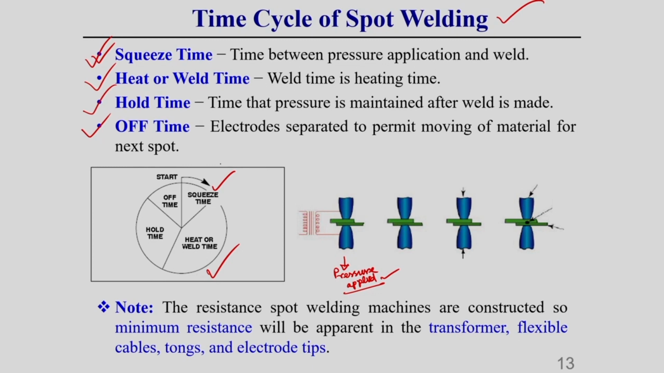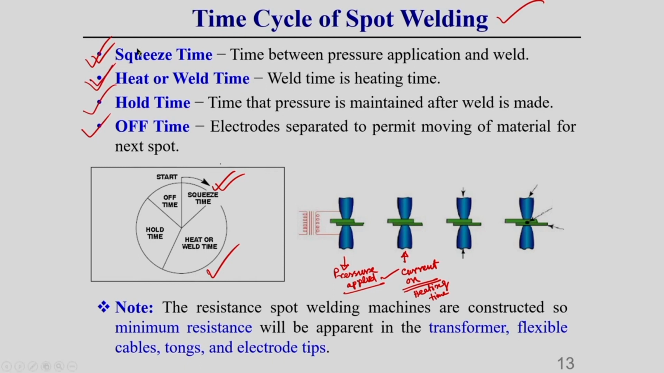It is generally within a range of around 1/8 of the complete cycle time, you can say, around squeeze time. After that we generally apply the current here. Once current is applied, at that time your heating is on. So, this is called heating time, at which your material is heated, material melting takes place and a whirlpool is formed.